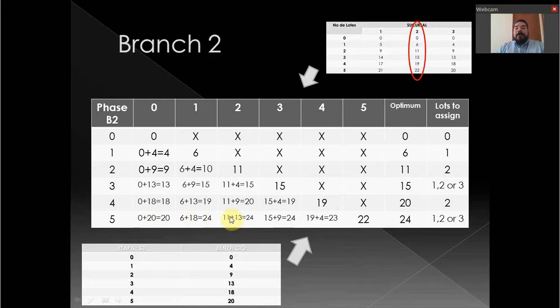So the optimum value for 5 lots is 24,000 pesos, and this presents when I assign 1, 2, or 3 lots to branch number 2.